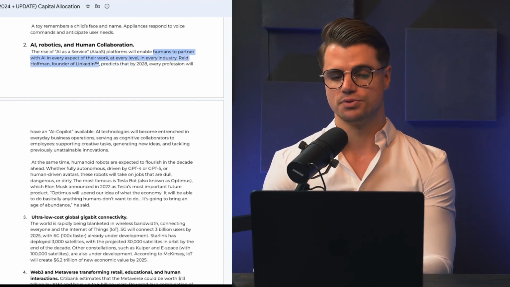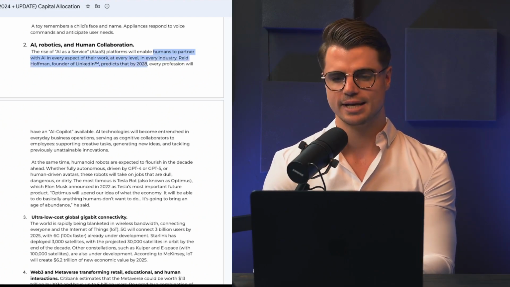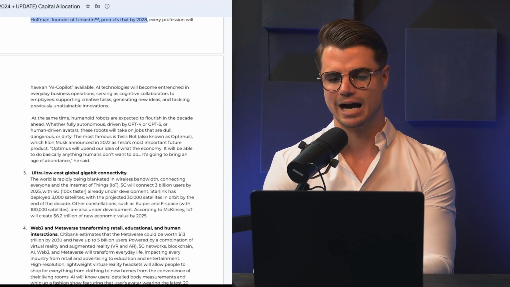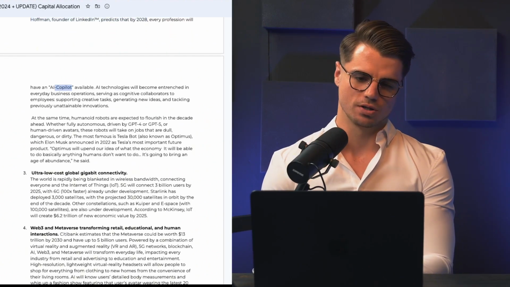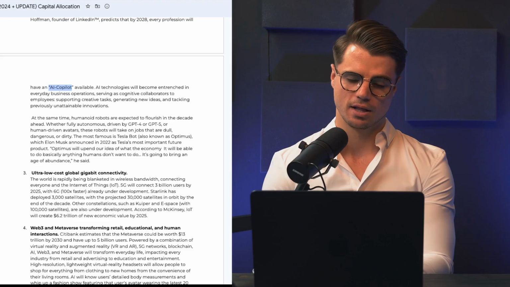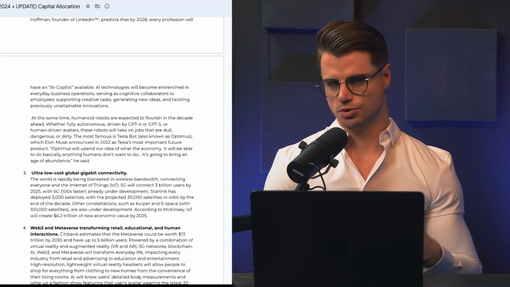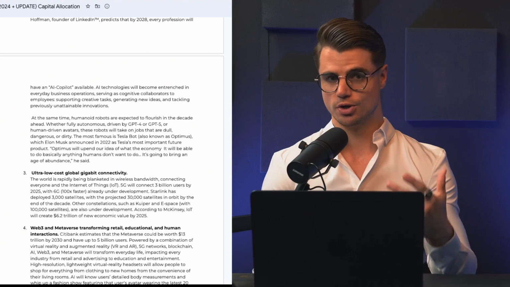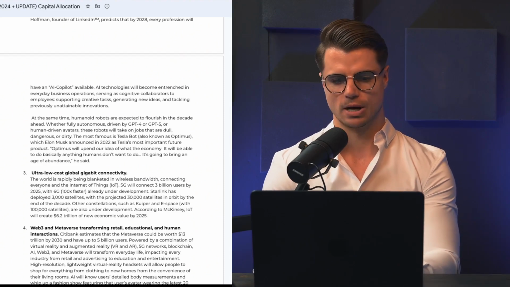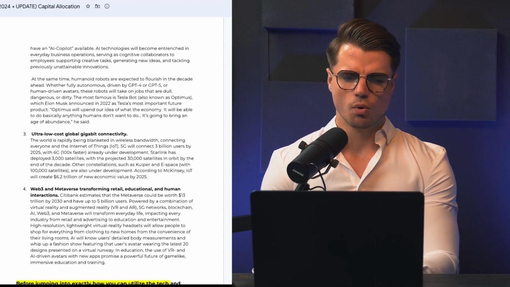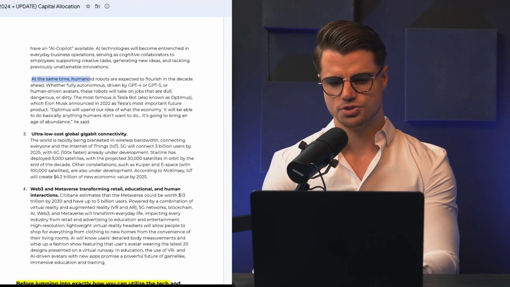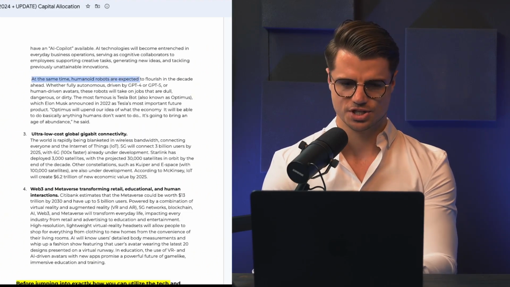And Reid Hoffman, founder of LinkedIn, predicts that by 2028 every profession will have an AI co-pilot. Whatever you want to call it, AI agent, AI co-pilot, there are so many buzzwords for this, but I would just Google it if I were you. Put it in, watch a video, and you will see what I'm talking about if you've never heard about it. At the same time, hundreds of robots are expected to flourish in the decades ahead.